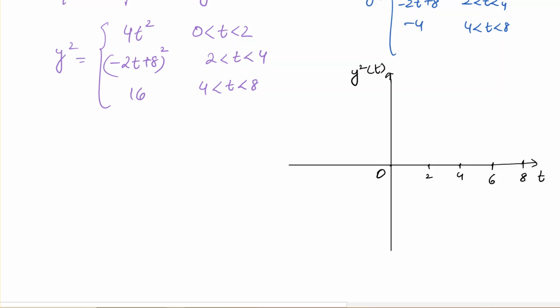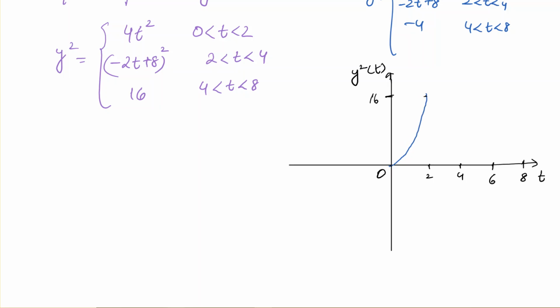So first between 0 to 2, 4t square. It is a parabola opening in the upward direction from 0 to 2, and the maximum value when t equals 2, y square is 16. So we graph a parabola going up to 16.